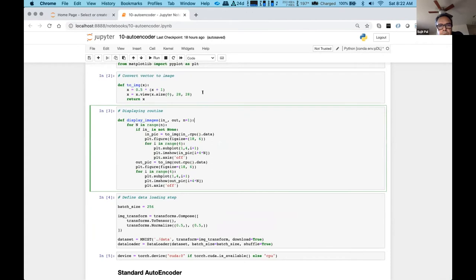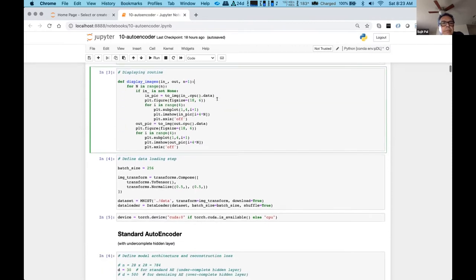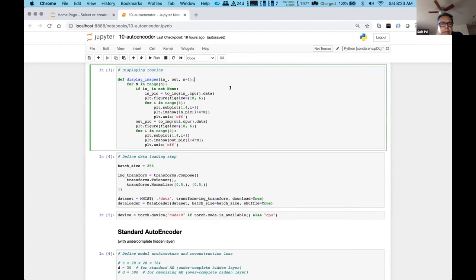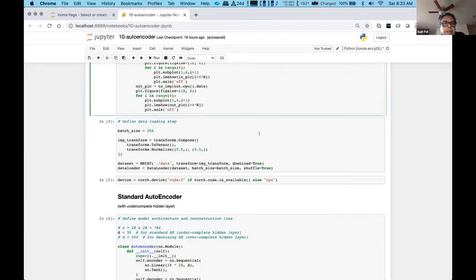Here, these are two functions that we'll come back to. This one basically takes the flattened image vector and creates an image out of it. And it's true for the weight vectors as well. And then this is a displaying routine, which we'll also see later on. It takes input and output, and the number of inputs and outputs you want. It creates a line of inputs and a line of outputs, right? But we will see it in action later.